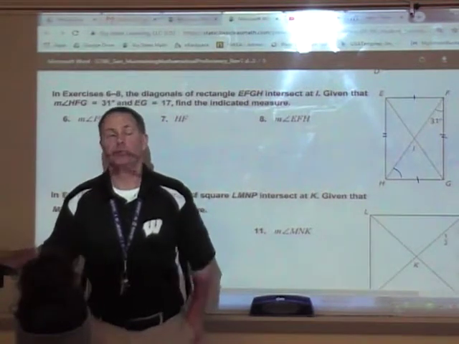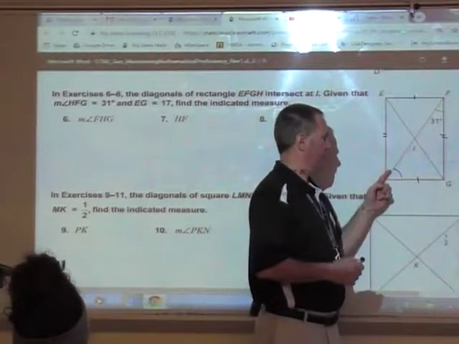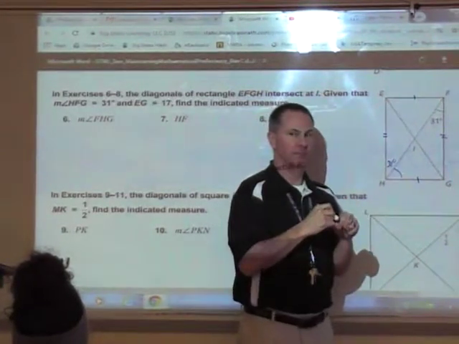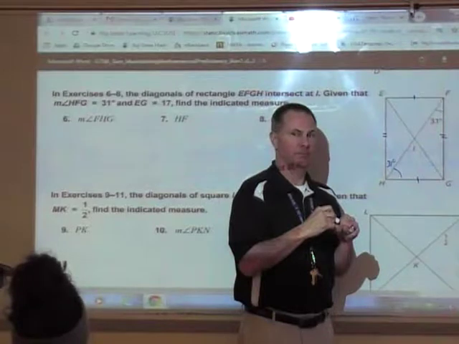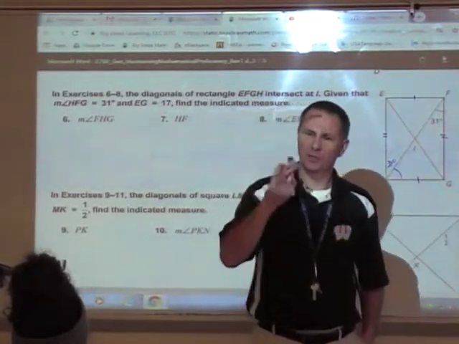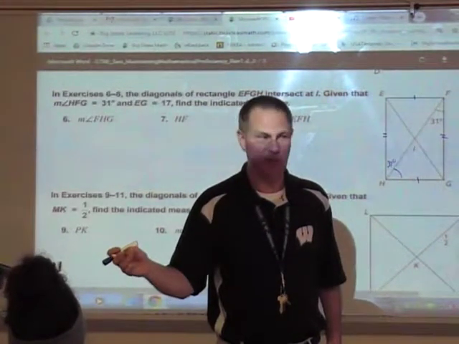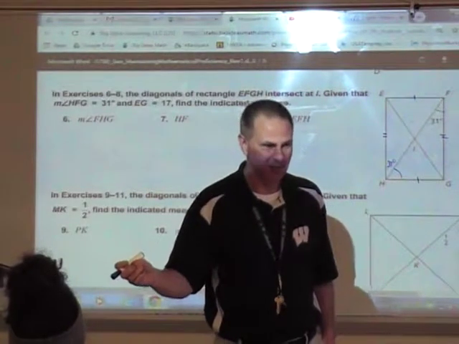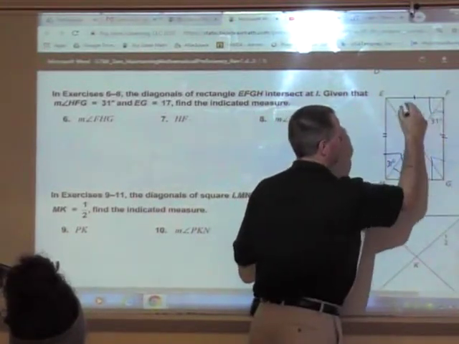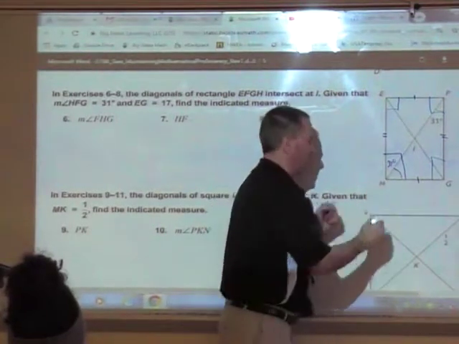Jaden: Well, you know that EHI is 31. That's right. So you would take whatever the complete angle is and subtract it. Okay, that's true. What do you know about all four angles in a rectangle that nobody mentioned? What are they equal? 90. So they're all 90 degrees. So if this is 90 degrees, that's 90 degrees, that's 90 degrees, that's 90 degrees. So if that's 90, then this is 59 degrees.